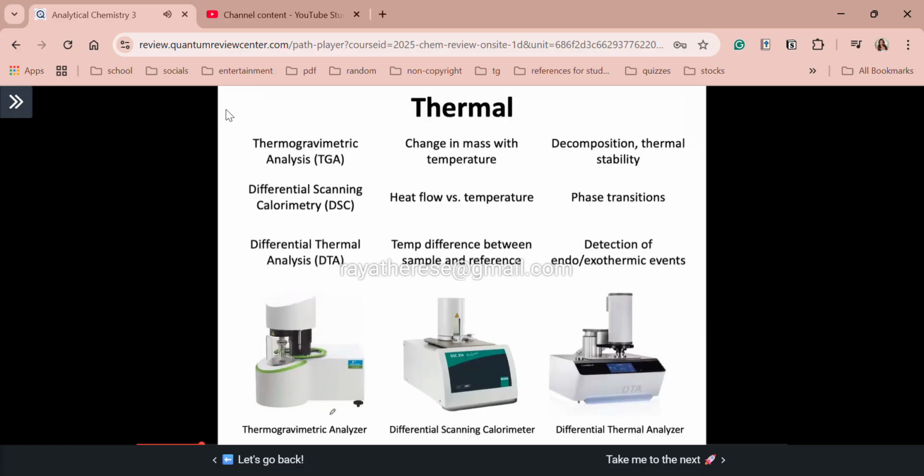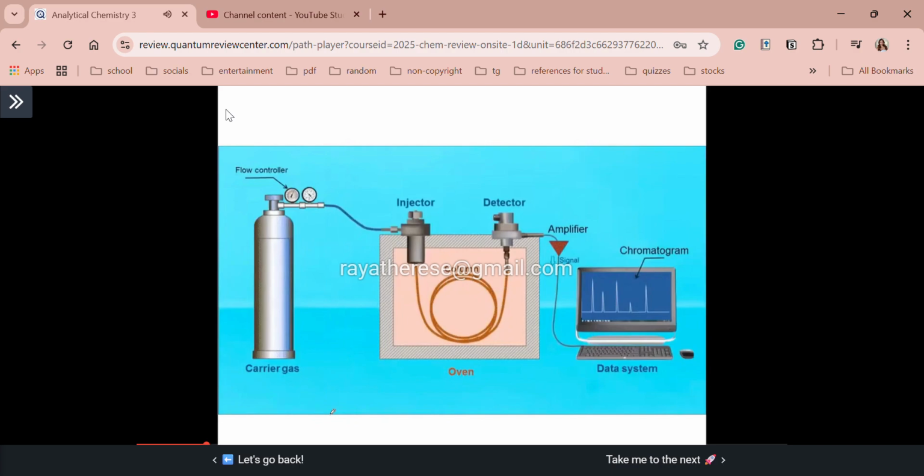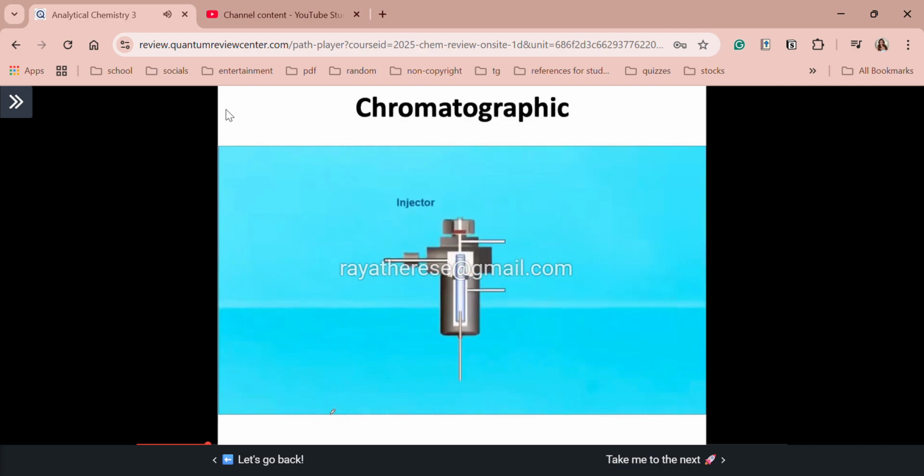So class, ito naman ang para sa thermal. Okay, mga thermal methods na mga to. Anything to do with temperature. So we have TGA, DSC, DTA. So class, reading homework nyo ito, ha? Next, for sure, naalala to. Gas chrom yan, guys. GC. So this is chromatographic. Alright?